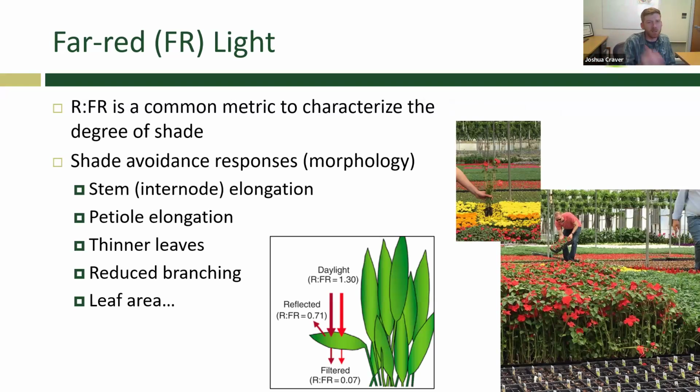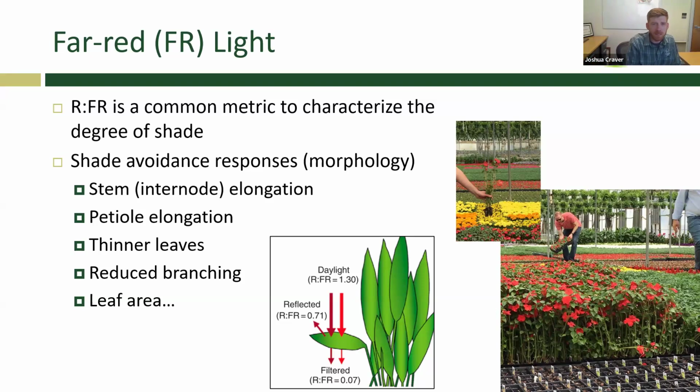And so we see these including things like stem elongation, internode elongation, petiole elongation, thinner leaves, reduced branching. The photo over here on the right is of some impatiens that were taken years ago, and you can see that red to far red ratio is reduced because those plants are spaced too closely together. And so they're perceiving deep within that canopy a low red to far red ratio, causing them to stretch in response to that close shading and close spacing that's occurring in this greenhouse.